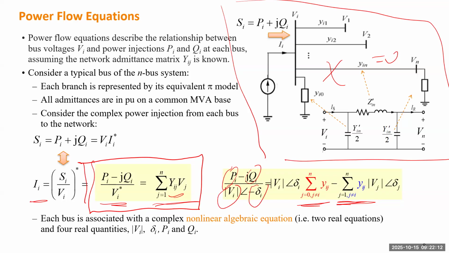So our goal is to solve all the 4 values, or if we don't know all of them, if we're given P and Q, we need to calculate absolute V and delta. If we're given P and absolute V, we need to calculate Q and delta. So anyway, for each bus, we need to determine the 4 values of those 4 real variables. But we only have n complex equations, which are equivalent to 2n real equations. So which means for each bus, we need to know 2 of the 4 values to make all equations solvable.